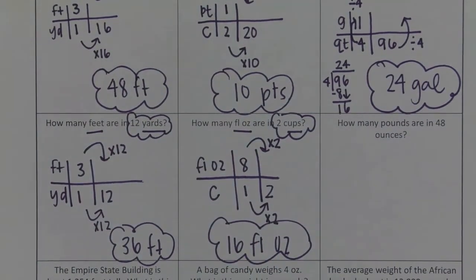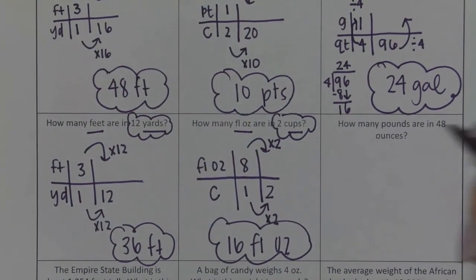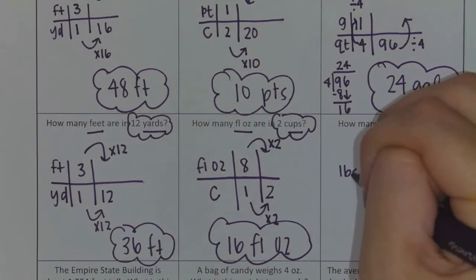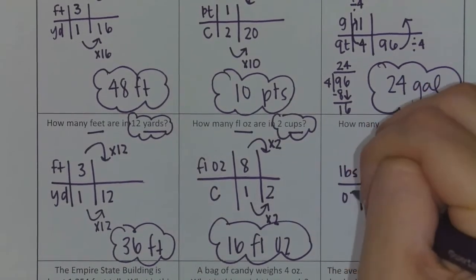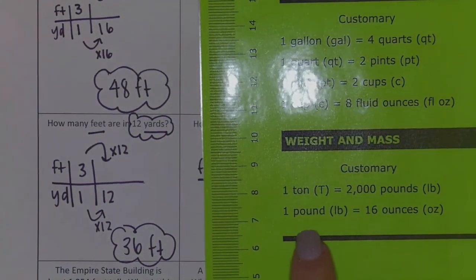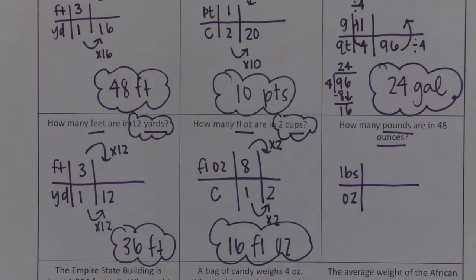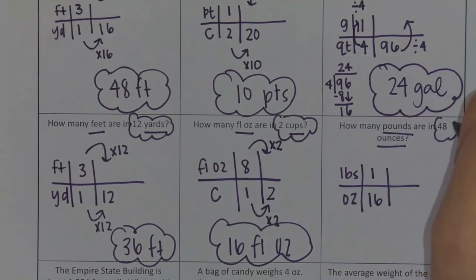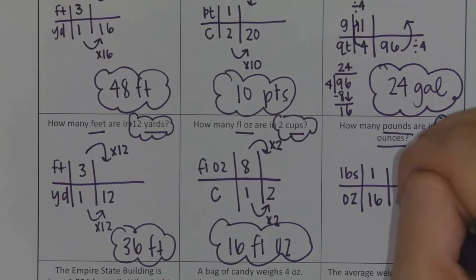Our next one says how many pounds are in 48 ounces? My best friends here are pounds and ounces, so LBS for pounds, OZ for ounces. My star chart says that 1 pound contains 16 ounces. So 1 pound, 16 ounces. What I know from my problem is I need 48 ounces.